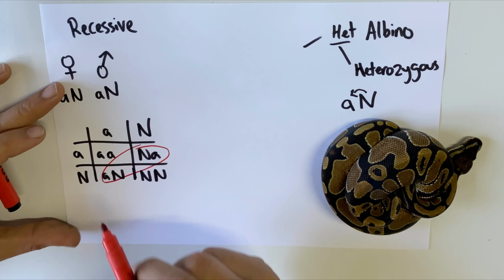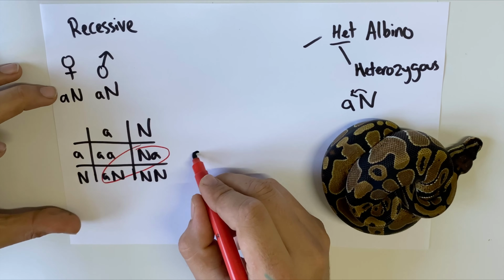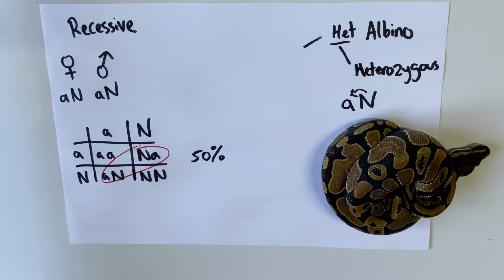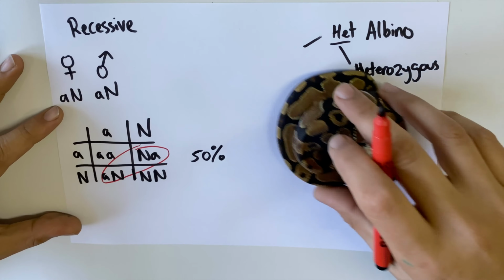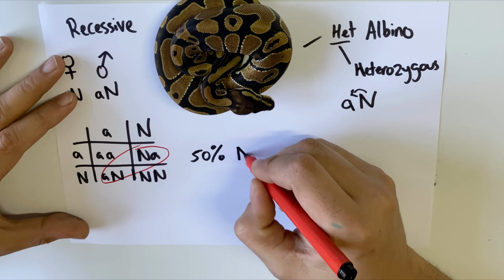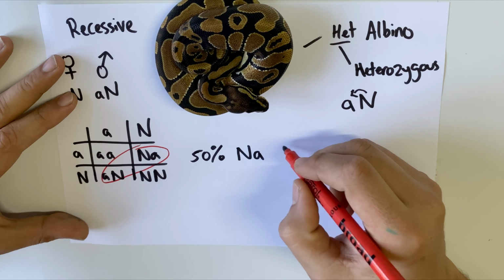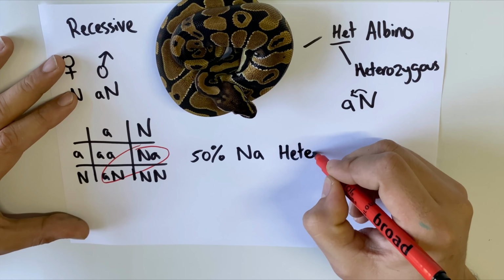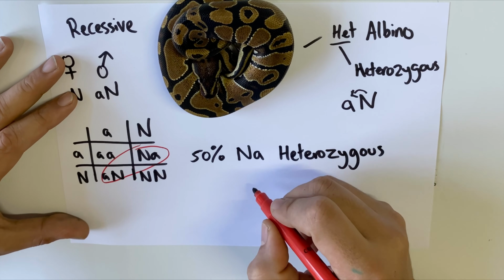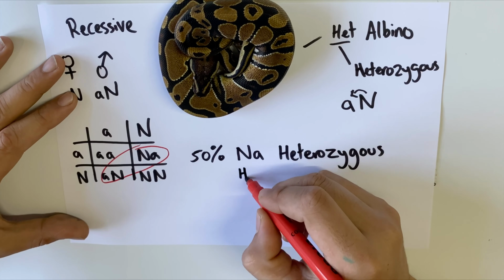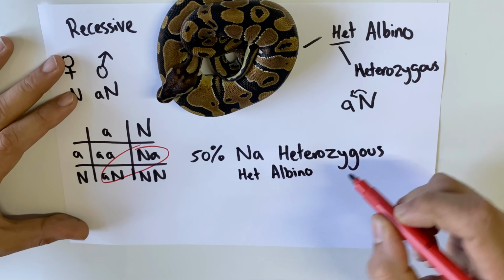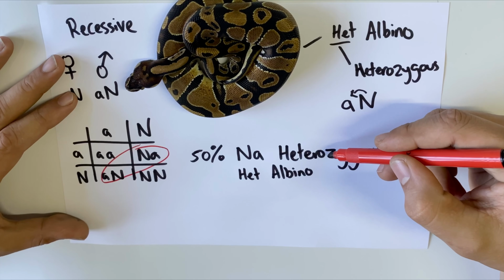So these two here would make up 50% of our hatchlings, and they would be, if we move this little one here, they would be basically this guy. So they would be capital N little a, which is heterozygous, and it would be a het albino, right? Remember that het stands as an abbreviated form of the term heterozygous.